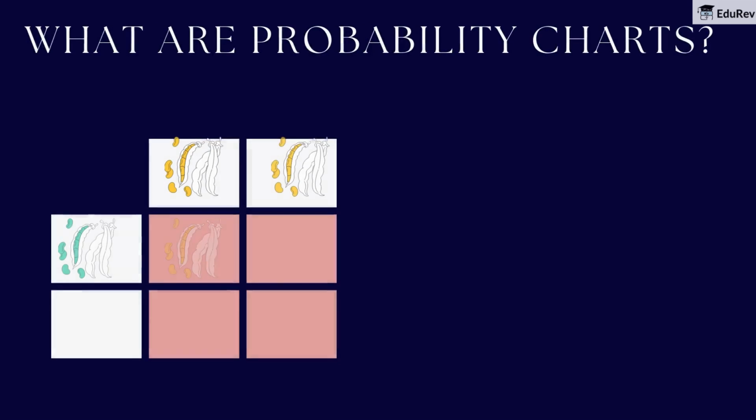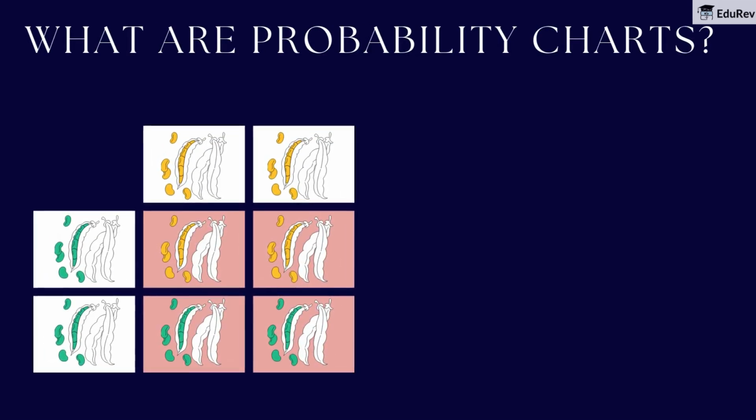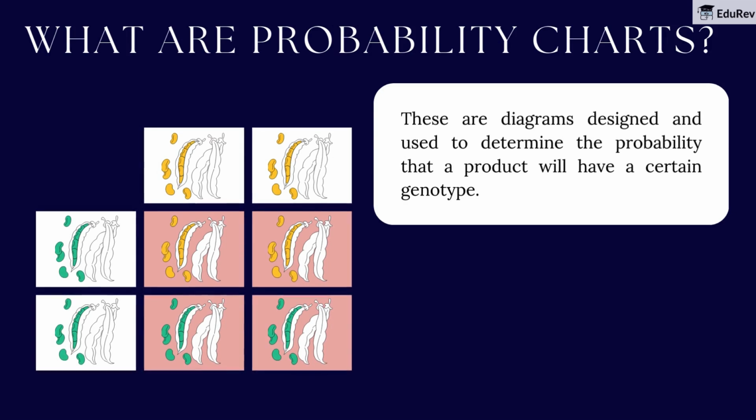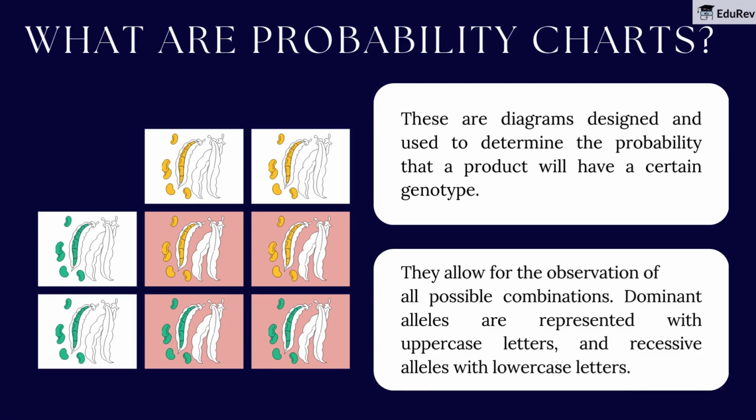Now, let's understand what probability charts are. These are diagrams designed and used to determine the probability that a product will have a certain genotype. They allow for the observation of all possible combinations. Dominant alleles are represented with uppercase letters and recessive alleles with lowercase letters.